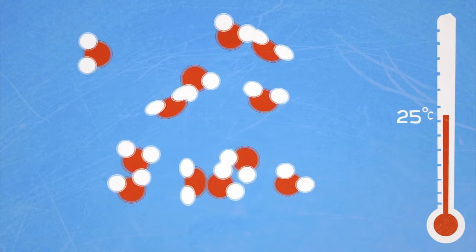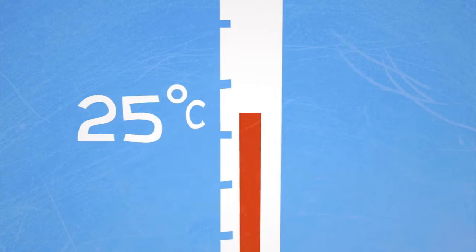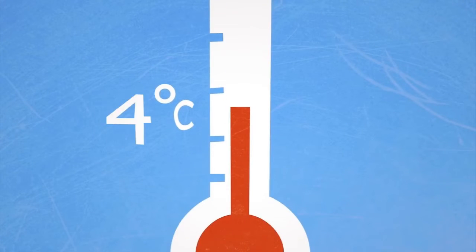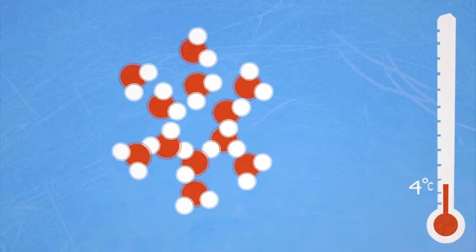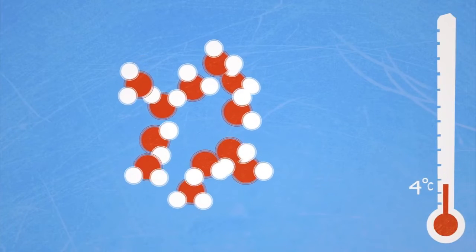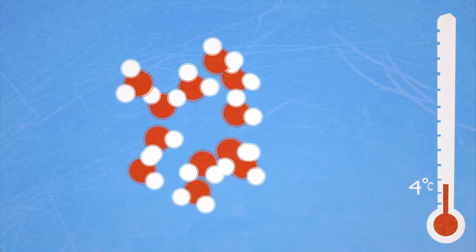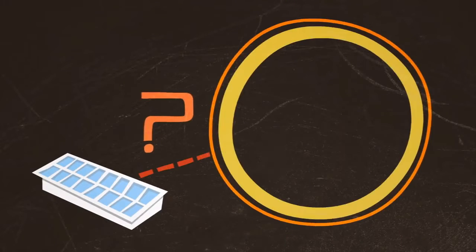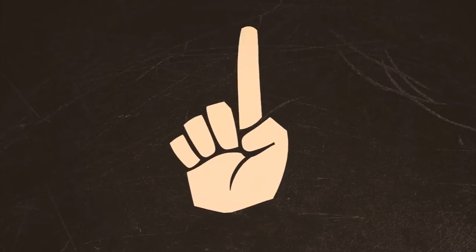The molecules are bending, stretching, spinning, and moving through space. Now, let's lower the temperature, which will reduce the amount of kinetic energy each of these molecules has. So they'll bend, stretch, spin, and move less. And that means that on average, they'll take up less space. Now you'd think that as the liquid water starts to freeze, the molecules would just pack together more and more closely. But that's not what happens.